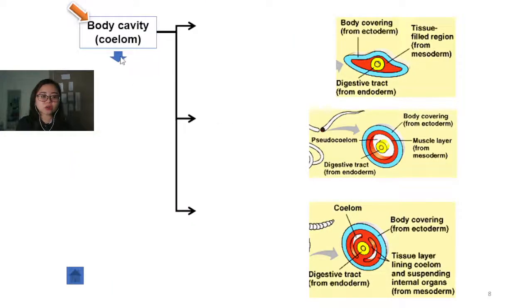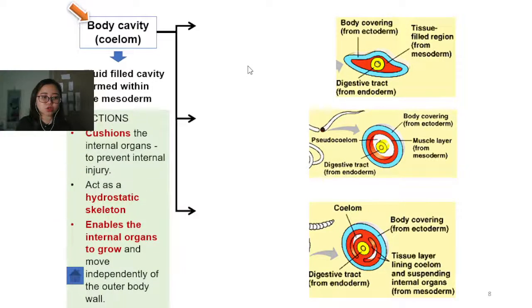When we're talking about body cavity, it is still going back to that coelom stuff. It is a fluid-filled cavity that forms within the mesoderm. The function of the coelom or body cavity is to cushion the internal organs and to prevent internal injury. So mengelakkan kerosakan ataupun melindungi kita punya organ-organ dalaman. It also can act as a hydrostatic skeleton for organisms that do not have heart, bones, or exoskeleton like us.